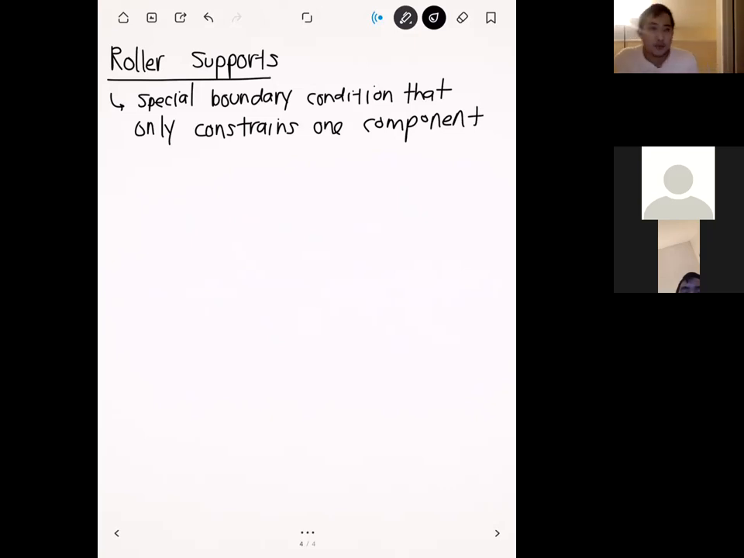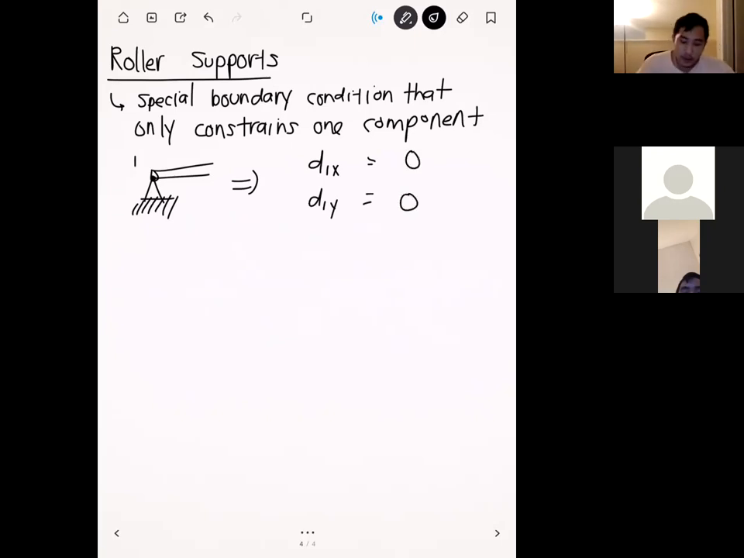And remember, with pin supports, we knock out both the X component of displacement and the Y component. So before we've had something like this, a support that looks like this. Let's say this is node 1 right here. When you see a support like this, you basically say that D1X and D1Y, both of these in the global or stationary system, are equal to 0.